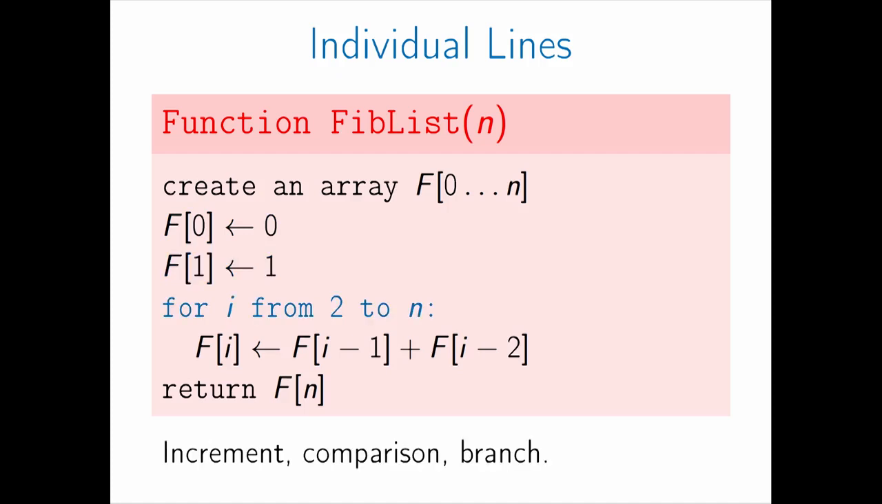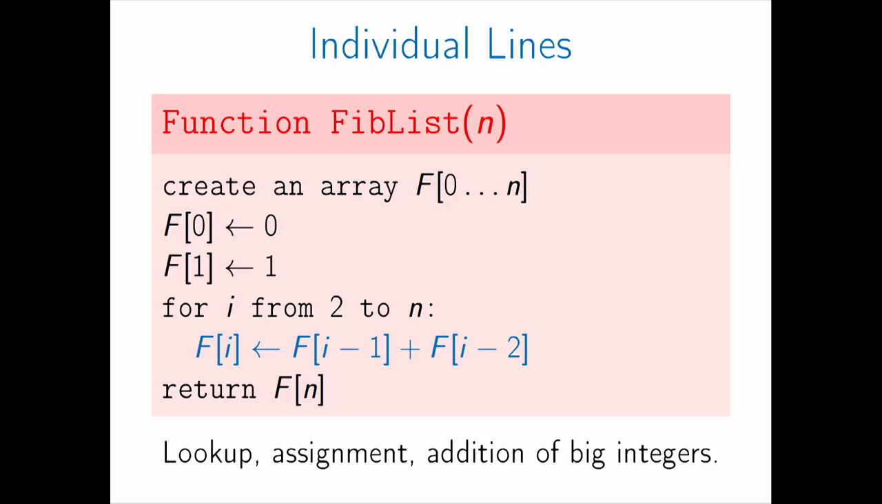Next, there's this for loop. And with the for loop, again, every time you execute it, you have to do a few things. You need to increment the value of i. You then need to compare i to n to see if you need to break out of the loop. And if it is, you need to branch. You need to move to another instruction in your program after the for loop.